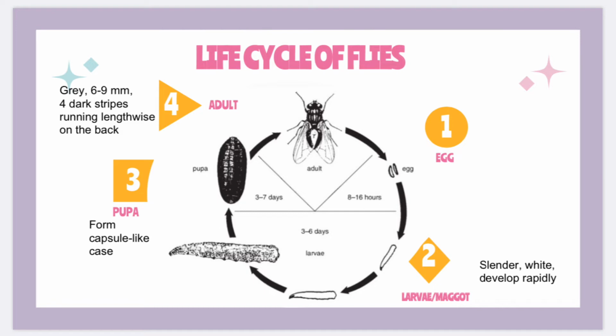They form a capsule called the puparium, which is number 3, within which the transformation from larva to adult takes place, and usually takes 2 until 10 days, at the end of which the fly pushes open the top of the case and works its way out up to the surface. And then it goes to number 4, which is the flies become adults. The adult fly is gray, 6 until 9 millimeters long, and has 4 dark stripes running lengthwise on the back.